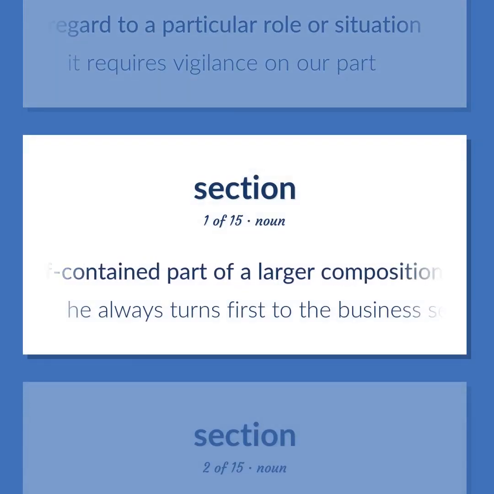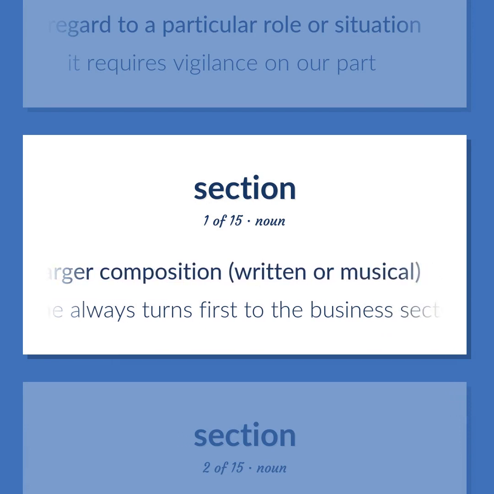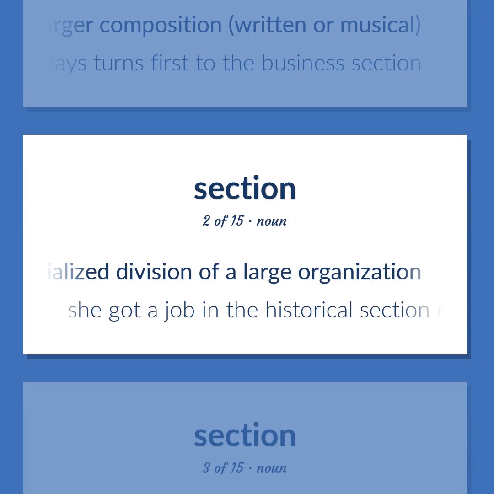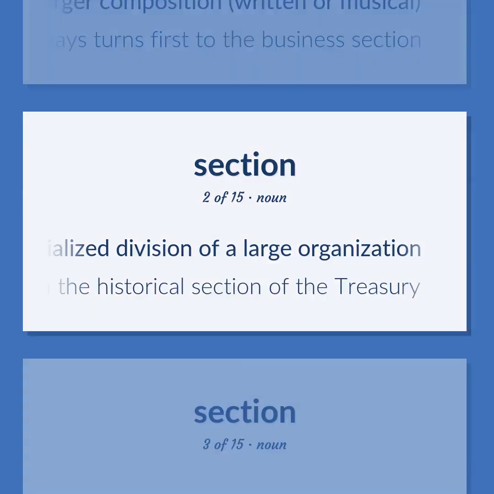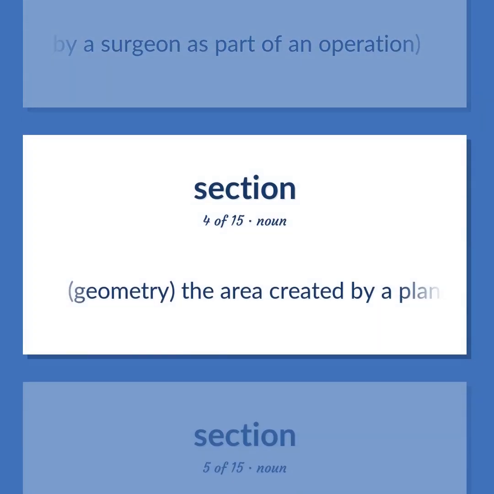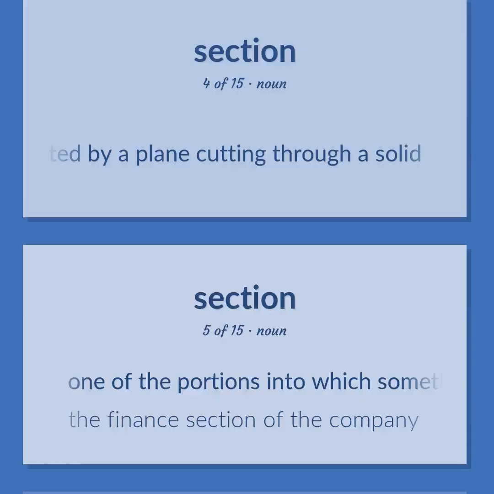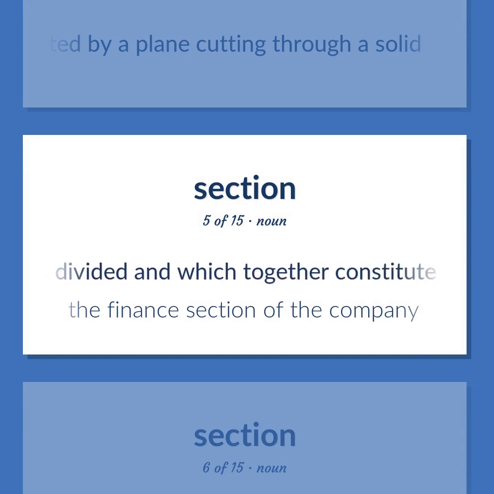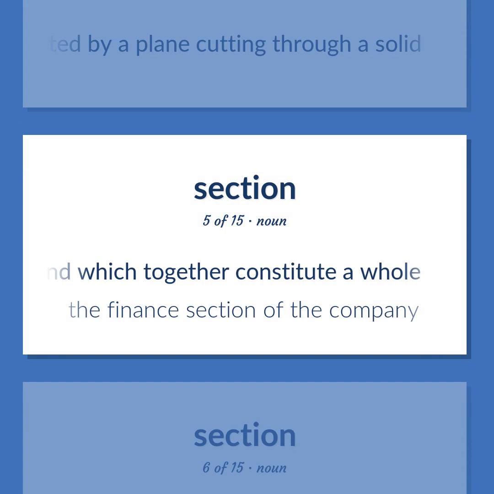A self-contained part of a larger composition, written or musical. He always turns first to the business section. A specialized division of a large organization. She got a job in the historical section of the Treasury. The cutting of or into body tissues or organs, especially by a surgeon as part of an operation. Geometry, the area created by a plane cutting through a solid. One of the portions into which something is regarded as divided and which together constitute a whole. The finance section of the company.